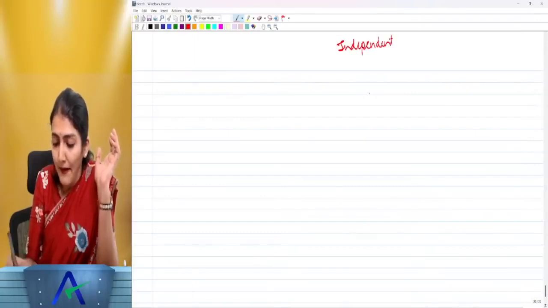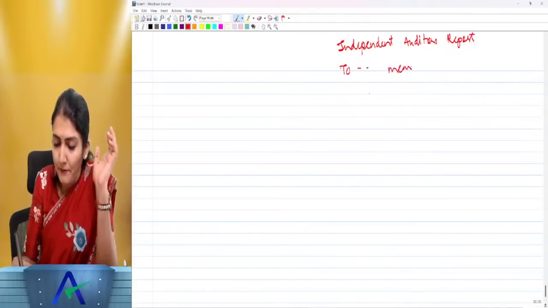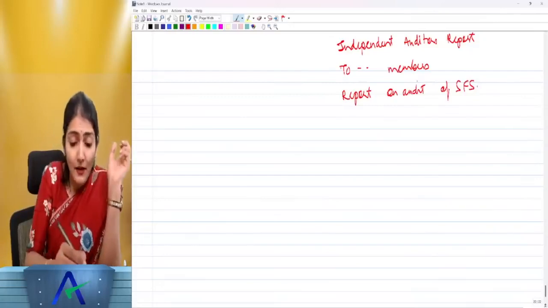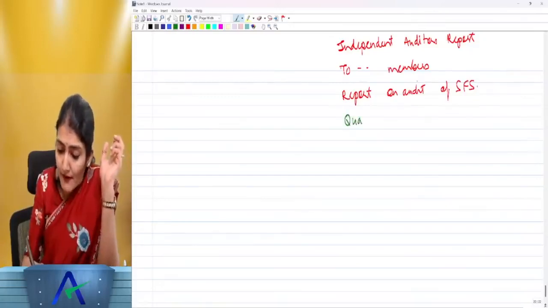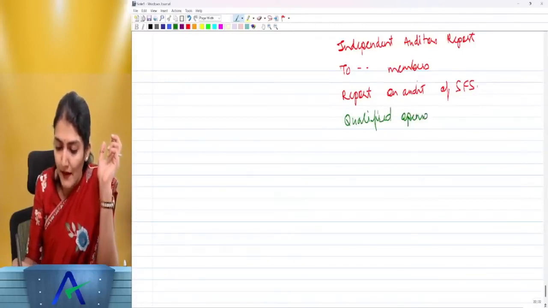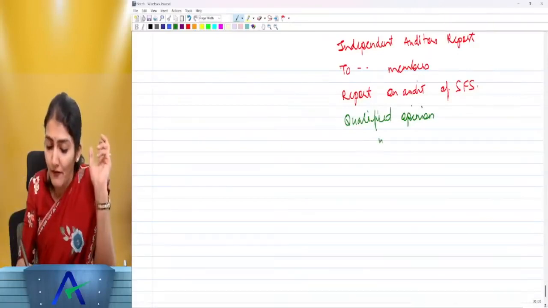Independent auditor's report to the members of ABC Company Limited. Report on the audit of the standalone financial statements. And then after that, what will we have over there? Qualified opinion. What will be the heading of the paragraph now? Opinion paragraph, qualified opinion.